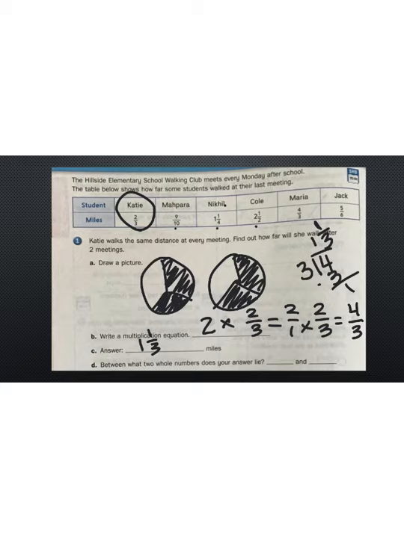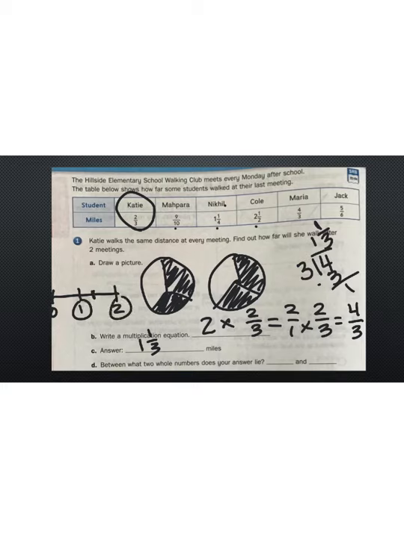Between what 2 whole numbers does your answer lie? Okay, think about number line. We have 0, we have 1, we have 2. So we know that our number lies between 1 and 2 because it lies about right there.